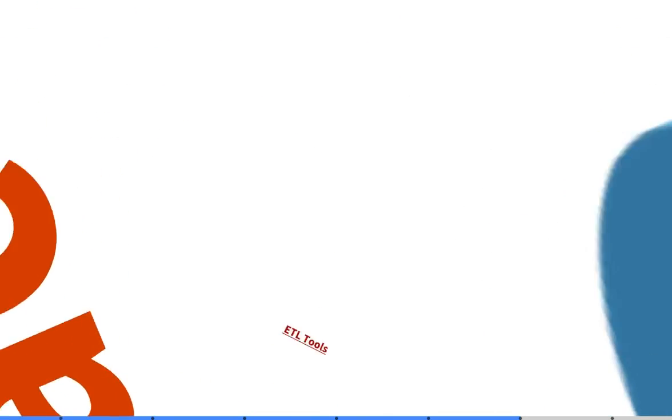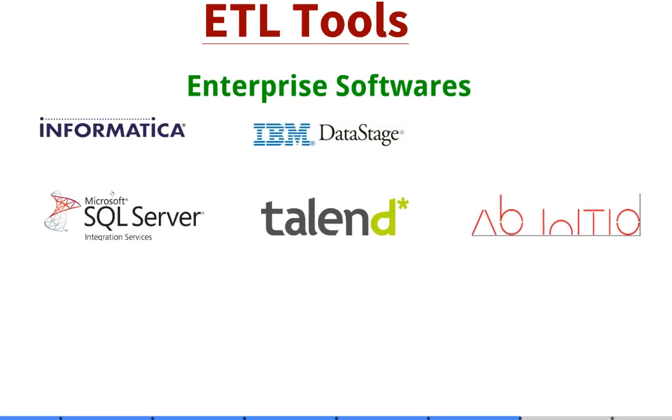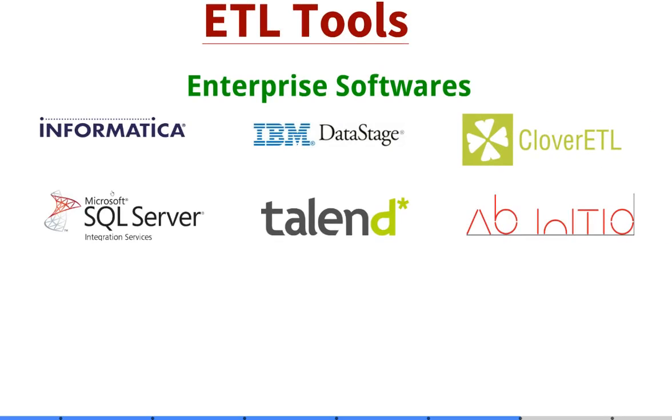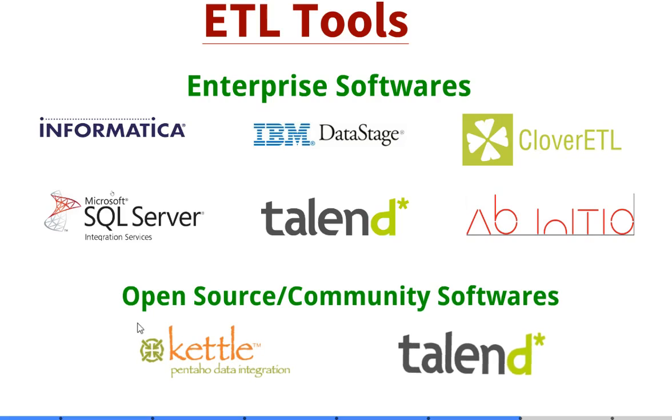So next is the ETL tools. We have a couple of ETL tools. There are enterprise softwares which are Informatica, IBM DataStage, Microsoft Integration Services, Ab Initio, Talend and Clover ETL. These are full-fledged enterprise softwares. We have a couple of open source and community softwares as well, which are Pentaho Kettle and Talend. Clover also has an open source version, but it is very limited to certain transformations only.